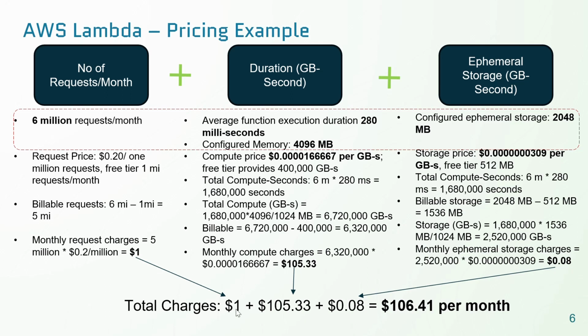$0.08. So the overall charges for this Lambda function for a month: the request charges are $1, the compute charges are about $105.33, and the ephemeral storage charges are about $0.08. Add all together, it comes to $106.41 per month.